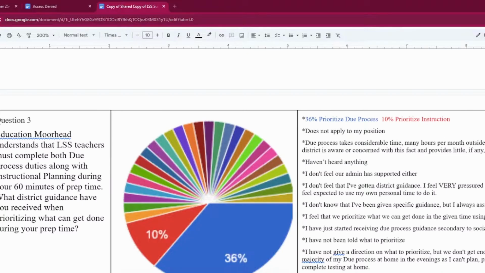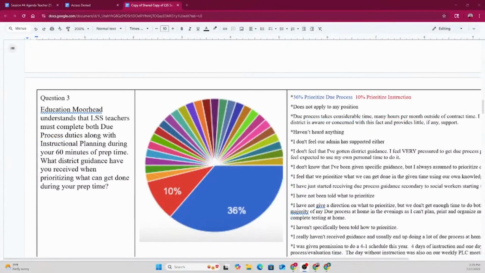36% of those who responded said they've been directed to prioritize due process paperwork. And if you look at the narratives, there's an understanding of that. Like they understand it's the law. We get in trouble if we don't reach compliance, etc. But I also think that it represents a conflict that we're asking special educators to work through on a day-to-day basis. Again, the focus of special education is not, at least in my mind, supposed to be due process paperwork. Rather, it's specialized instruction.